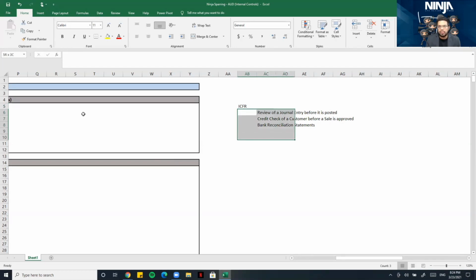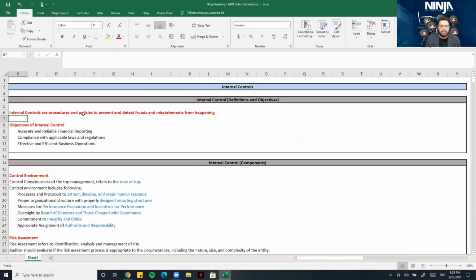The objectives of internal controls. There are three objectives: accurate and reliable financial reporting, compliance with applicable laws and regulations, effective and efficient business operations. These are the three objectives of internal control. So are we clear with what internal control is and what the objectives of internal controls are?